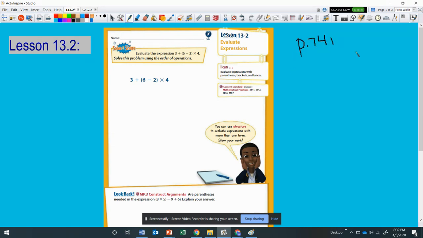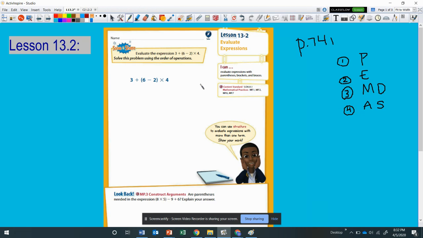And I want us to remember our order of operations. Parentheses first. Second would be anything that has exponents. Third step is multiply and divide in order from left to right. And fourth step is adding and subtracting in order from left to right.